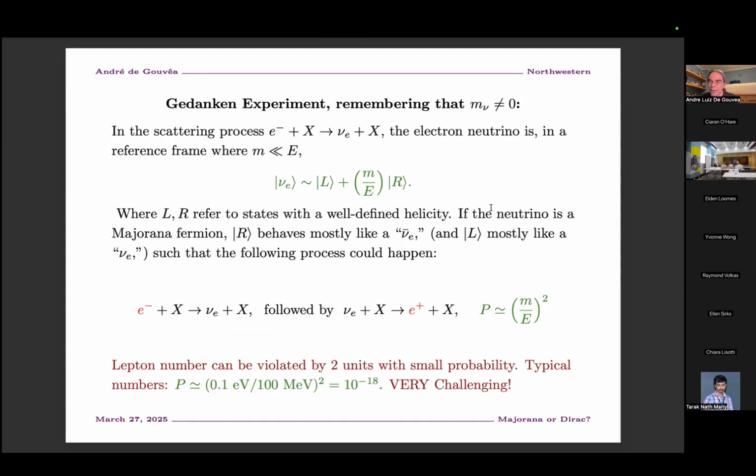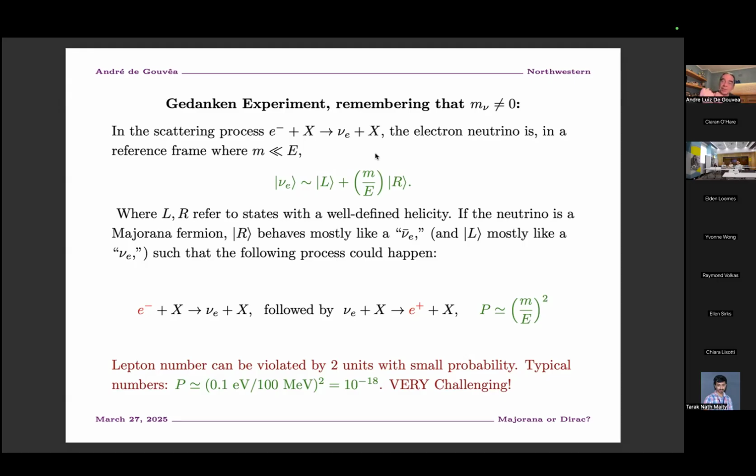So the way that we normally look for this is to look for lepton number violation. Let me explain a little bit how this works, just to drive the message in as deeply as I can. And let's do a Gedanken experiment. The idea is, imagine I have a scattering process where I produce a neutrino. Let's say an electron comes in, hits something, and a neutrino comes out plus something else. Now, this is a charged current weak interaction. And because it's a charged current weak interaction, I can pick a reference frame where the neutrino that I produce in this process is going to be a mostly left-handed helicity object.